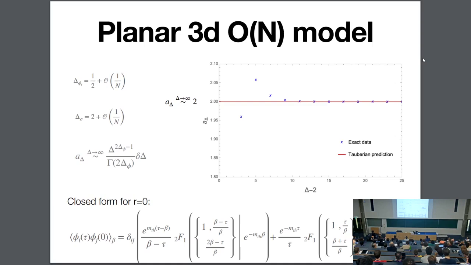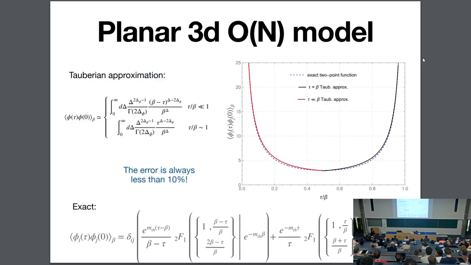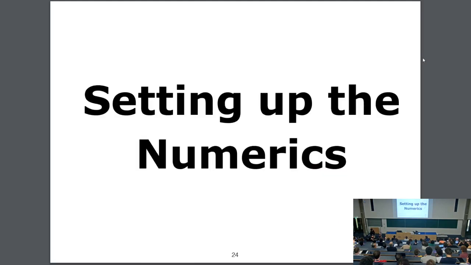So the red is a Tauberian approximation. The blue is the exact data. And you see very quickly they start matching. Yes? And you can play the same game with a 2-point function. You can plot the exact. You can plot the Tauberian approximation. And you see, actually, it is even unreasonable how well they match. But that's very good for us, because now we want to start setting up our numerical problem.